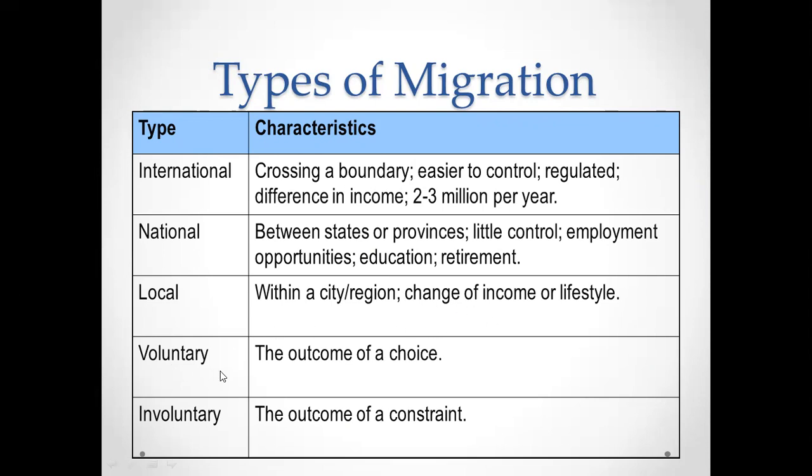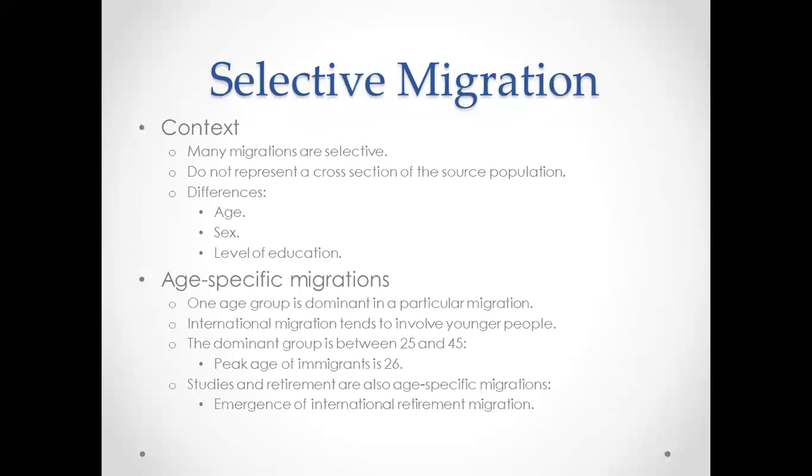Voluntary migration is the outcome of a choice or a decision. Involuntary migration is the outcome of constraint, because of problems encountered by those living in a locality where they are already affected and have to move. It is mainly because, if not, they will be killed or their lives will be at risk. So that's all for the types of migrants or migrations.